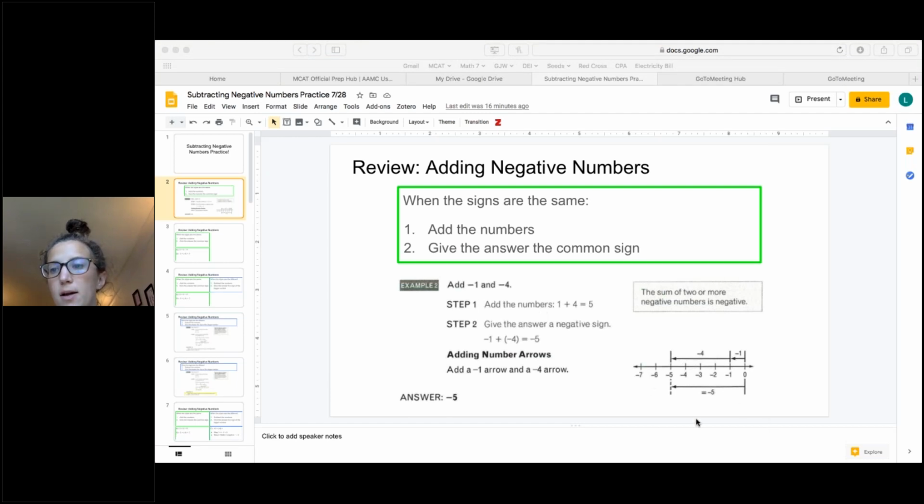You can also see that on a number line like you see in this corner. If you think about starting at 0 and you add -1, that's going one space in the negative direction, and that gets you to -1. And then if you add an additional -4, that is moving 4 more spaces in the negative direction, which gets you to -5. So you can also see it on a number line.